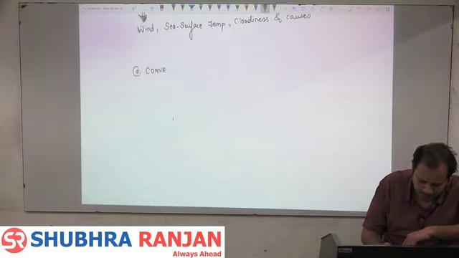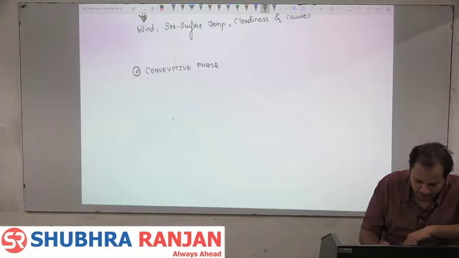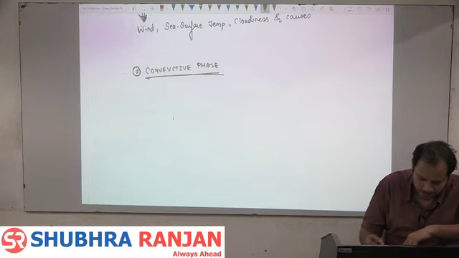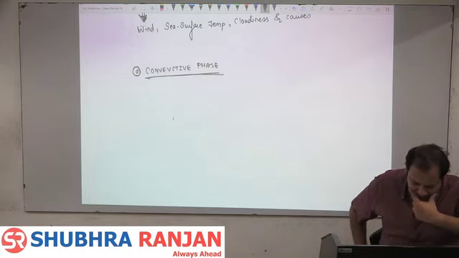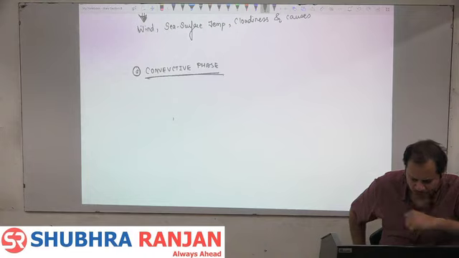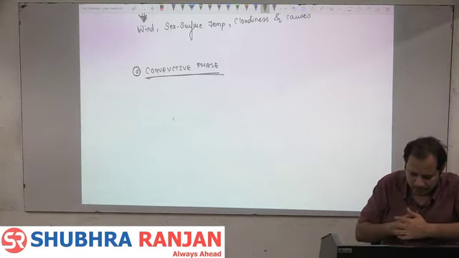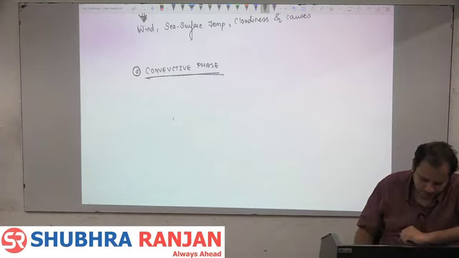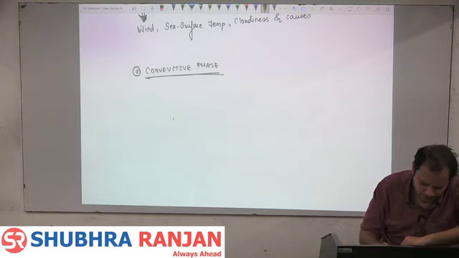Subpoint 1, convective phase, in which air rises upwards causing very heavy rainfall.